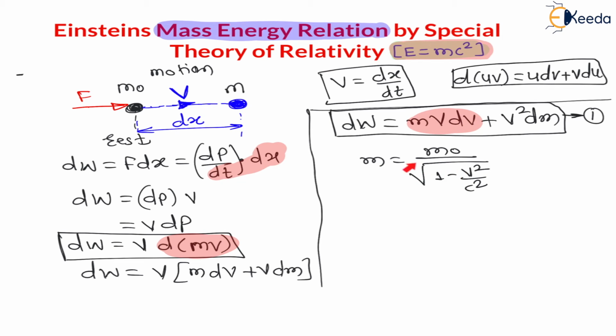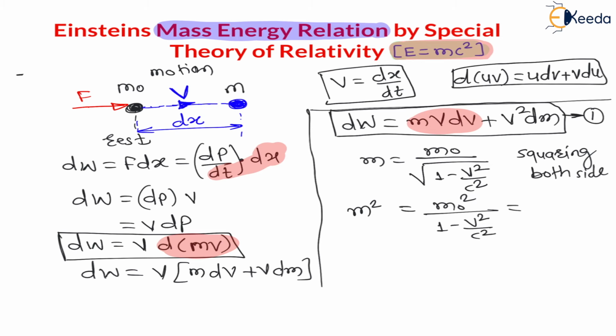Now to find this, let us square both sides. Squaring both sides, now what I can write, m square is equal to m naught square divided by, here square root and square will cancel each other, it will become 1 minus v square divided by c square. Again if I multiply, cross multiplication, see what we will get, m naught square divided by c square minus v square divided by c square. Now let us take this c square in numerator.